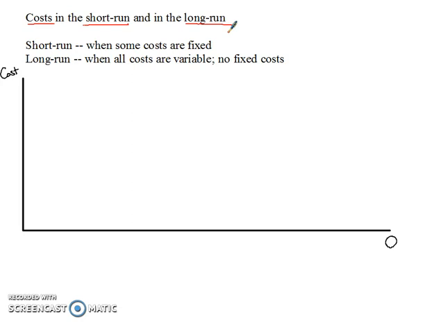And remember, in the short run, that's when some of your costs are fixed. That's the definition of short run. Short run is defined as when some of your costs are fixed. And then the long run, that's when all of your costs are variable. There are no fixed costs. Anything can be changed if you have a long run point of view. So let's put these two ideas together on one graph.